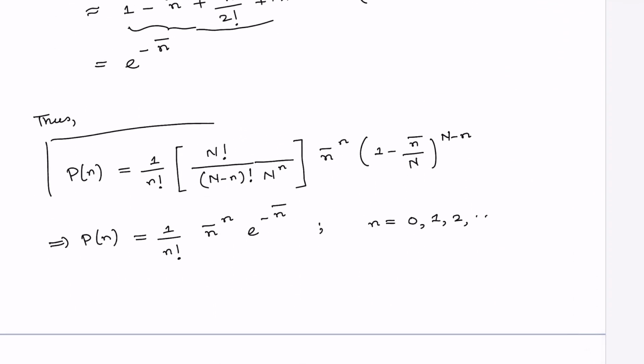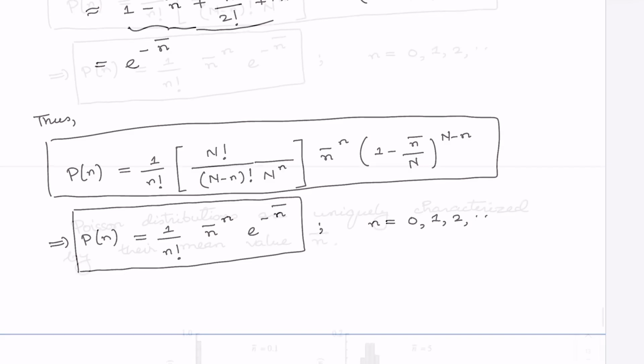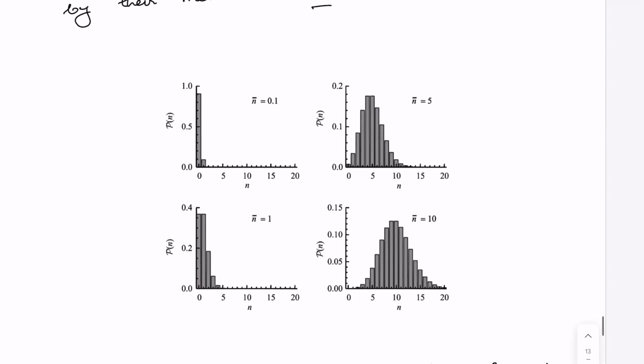So here again I have written it here. As you can see, I can obtain the Poissonian distribution expression for the probability of photons. Now Poissonian distributions are uniquely characterized by their mean value n bar. To understand it, let me show you some representative plots. And here these are the plots.